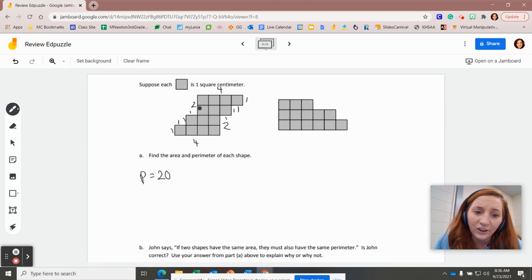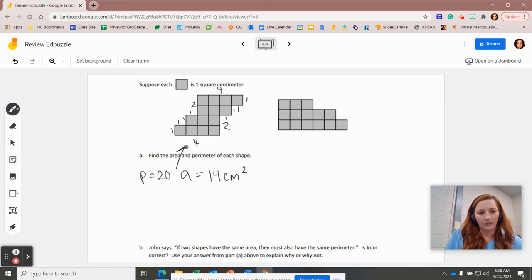Now we have to find the area, and that's going to be easy peasy because all we have to do is add up all of the squares. That's all area is: how many squares does it take up? 1, 2, 3, 4, 5, 6, 7, 8, 9, 10, 11, 12, 13, 14. 14 centimeters squared. And that's for this shape.